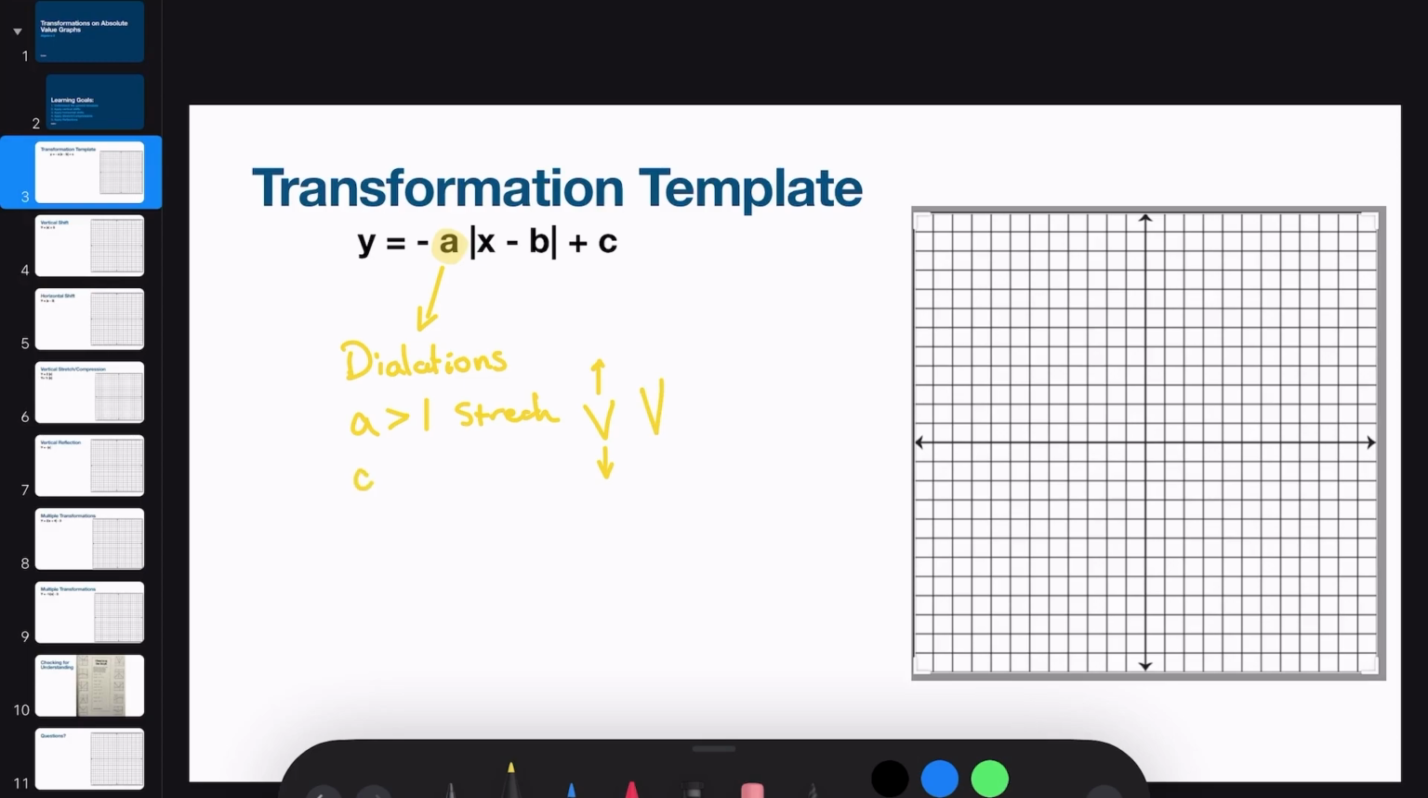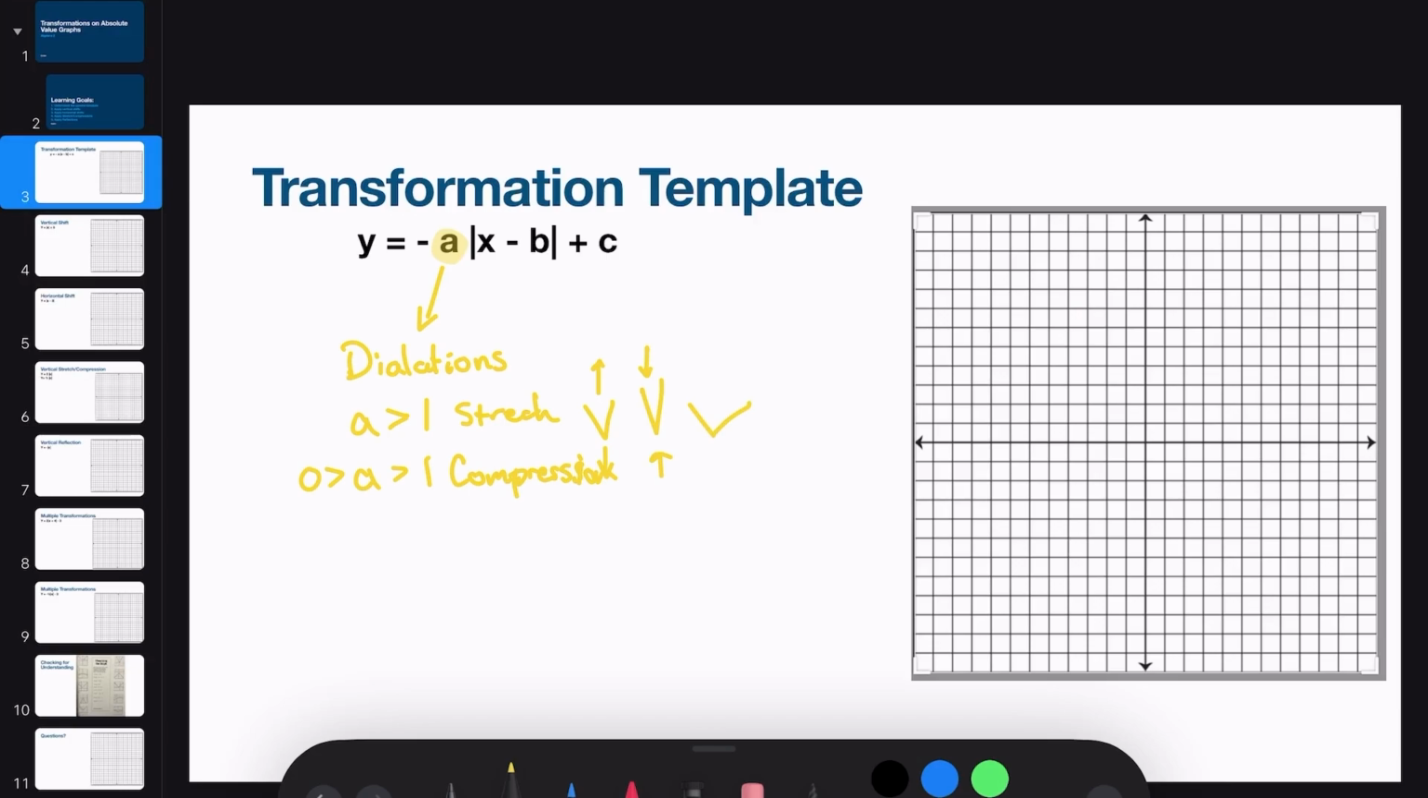If this A is between 0 and 1, it's called a compression. And it's the other way around, where we're going to be pushing this graph and we're going to squash it down, and it's going to be a little bit more of a squished absolute value.